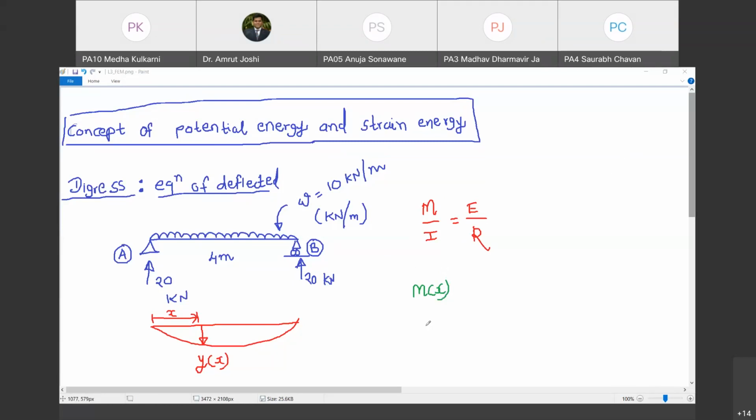Then I is not a function of X. I am considering a prismatic beam. Tell me what prismatic means. What do you mean by prismatic? Yes, go ahead Anuja. So it has all the properties, like, everything has all the properties. What do you mean by prismatic?